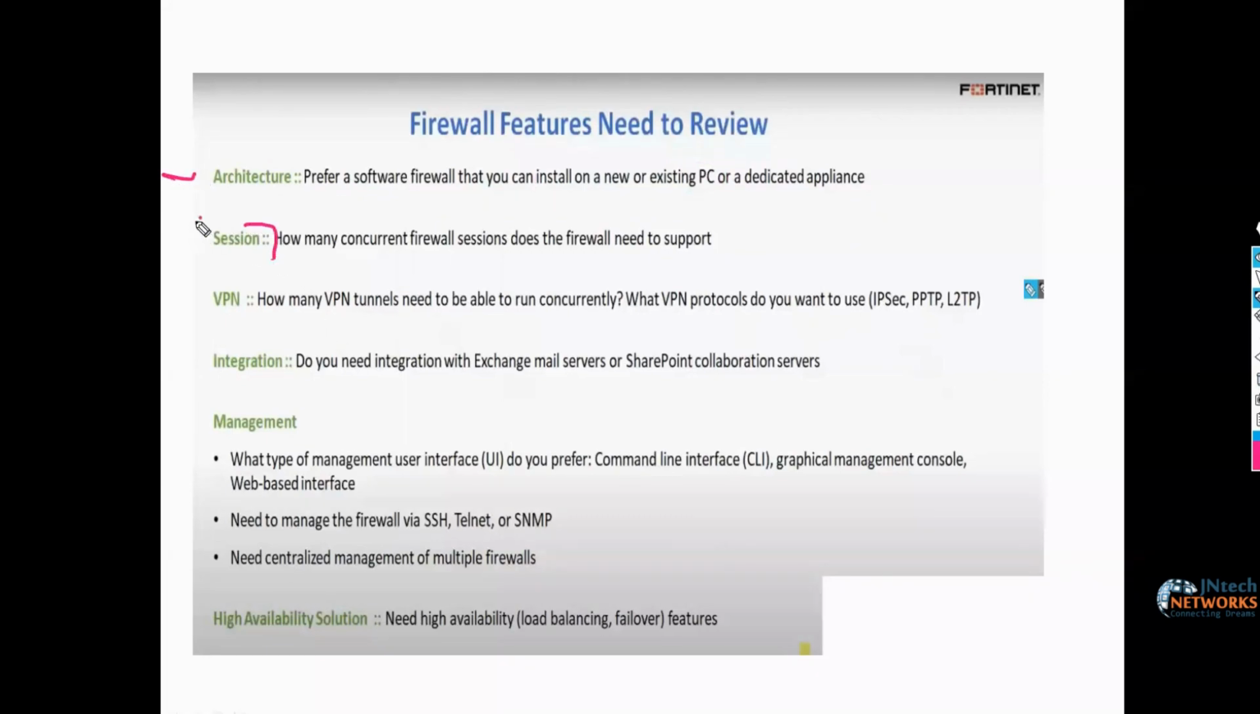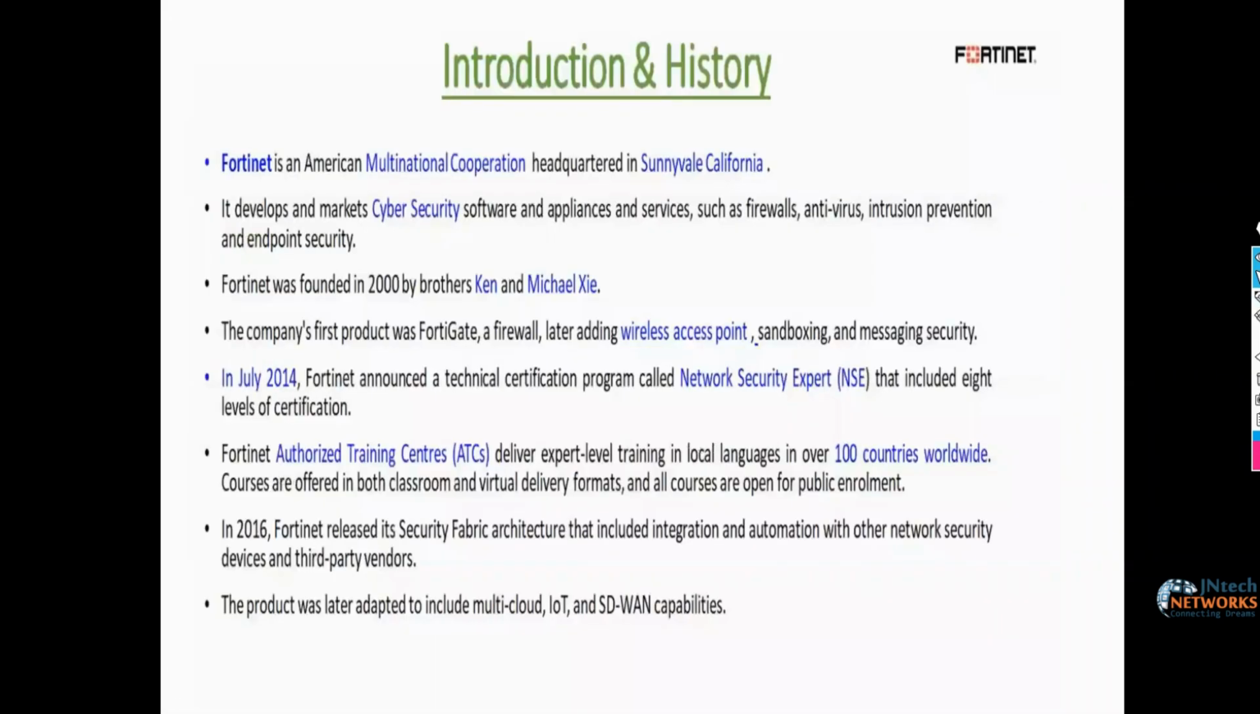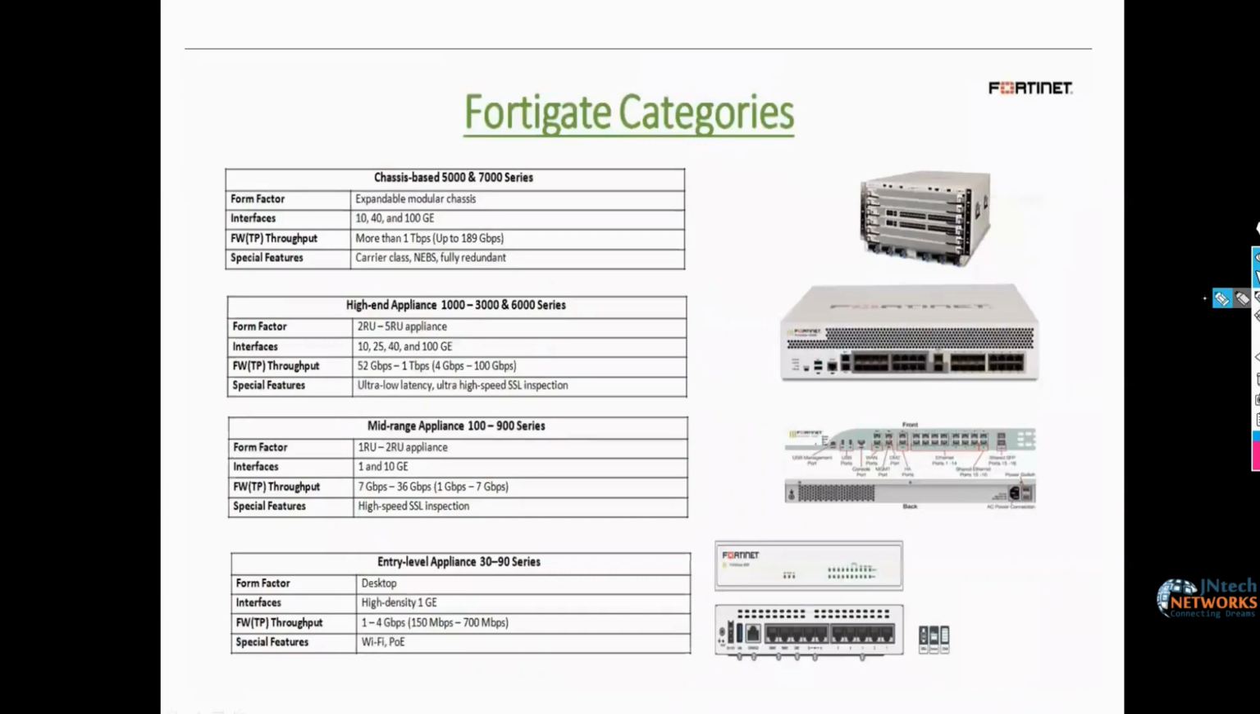You need to verify the number of sessions. For example, if I am working in a small organization, there is no requirement for a mid-range firewall box. If I'm working in a big organization, I can't go with an entry-level firewall box, because each firewall box has its own capabilities. Let me show you. In Fortinet, the 30 to 90 series is called the entry-level firewall. Mid-range is Fortinet 100 to 900. High-end appliances are 1000, 3000, 6000, and HSPs.